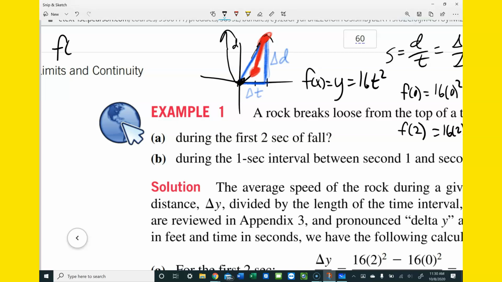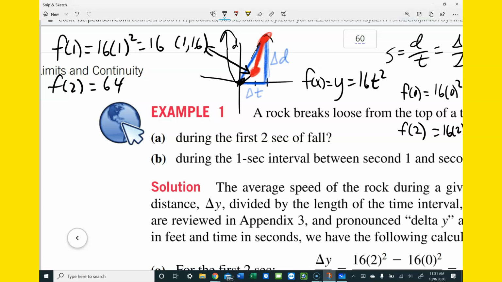We're going to find f of 1, and f of 1 would be 16 times 1 squared, which is 16. So that's the point (1, 16), the ordered pair for that point right there. And we already found f of 2, that was 64. So the point (2, 64) is the ordered pair for this point right here.